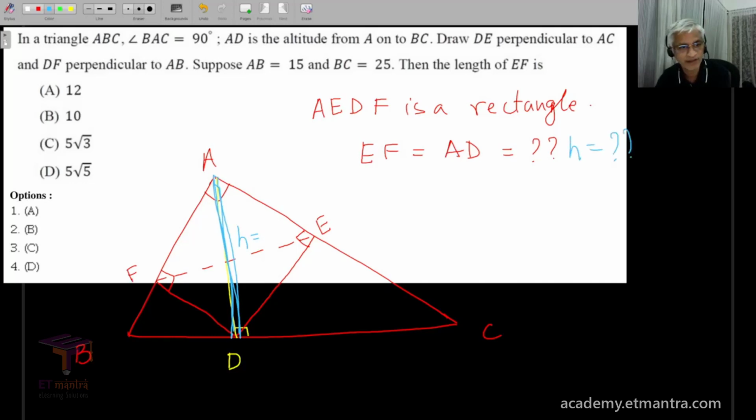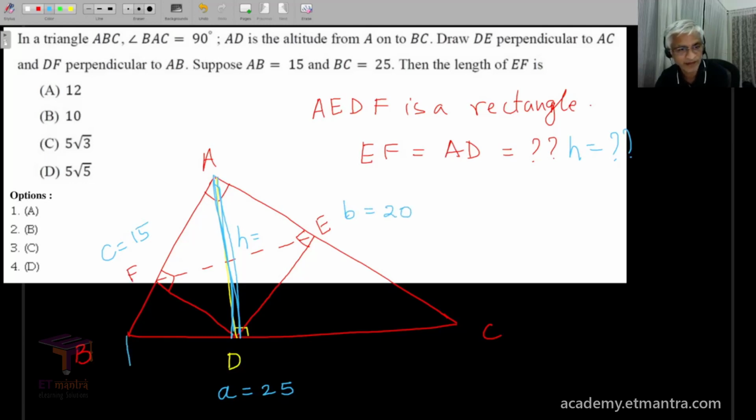Now, here is the information given. Here a is given as 25, the hypotenuse, and c in this case has been given as 15, and this immediately tells us that b is equal to 20 by the Pythagoras theorem.